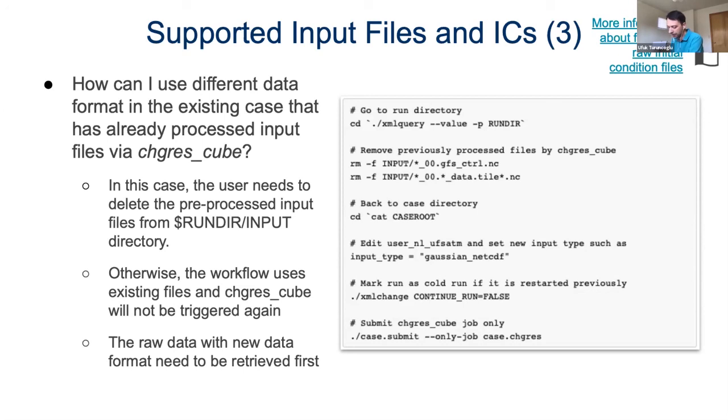The problem is that you already processed the initial conditions for the GRIB2, and those are placed in your run directory. So you have to go to your run directory and remove the previous files. Otherwise, CHANGES will look at those files, see that they exist, and it won't run. It will just pass. So it won't create new initial conditions for you using the NetCDF files. Because of that, if you are doing two different experiments in the same case directory using two different input types, you have to be careful and remove those files from your run directory. Otherwise, you won't see any difference in your results because it will use the pre-staged and processed initial conditions.